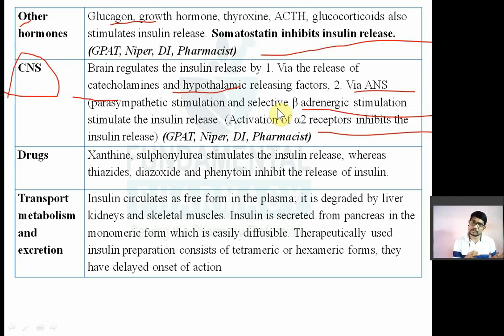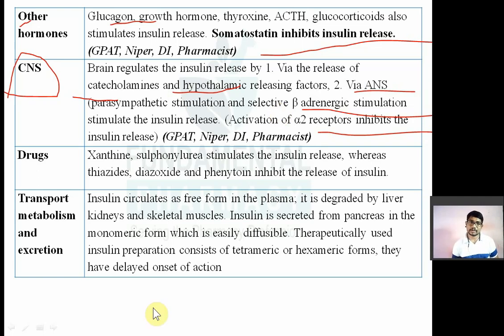Blockage of beta 2 receptor will suppress the insulin release. So beta blockers, non-selective beta blockers, will increase the blood sugar level. They will cause hyperglycemia because of that. And beta 2 agonists will decrease the blood sugar level because they will release the insulin.